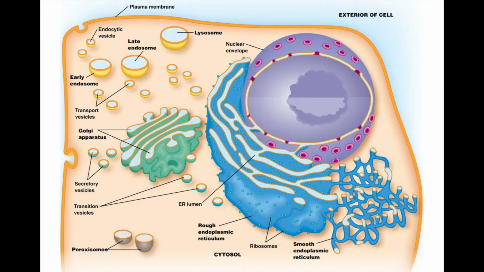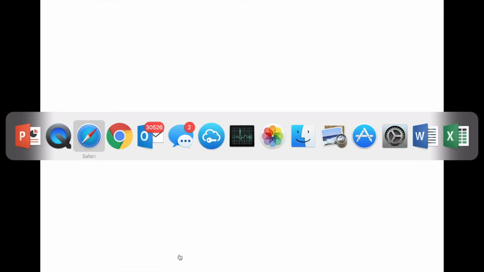Okay, so we're going to talk about the endomembrane system from the ER to the cis Golgi, through the medial Golgi, trans Golgi, and then eventually out to the plasma membrane, maybe stopping off at a lysosome. And there's this little animation I want to show you.